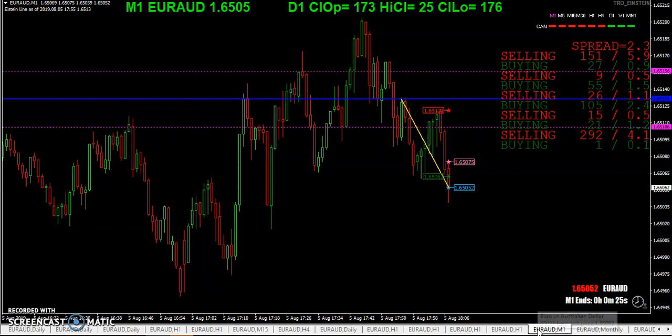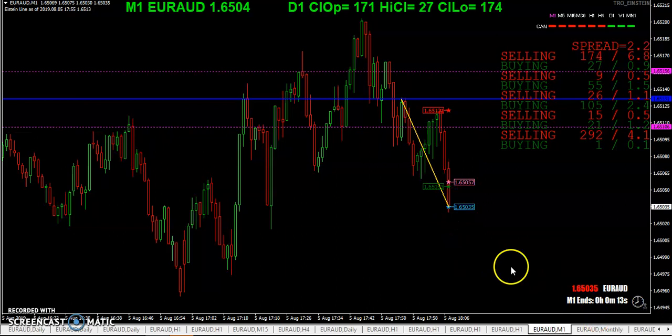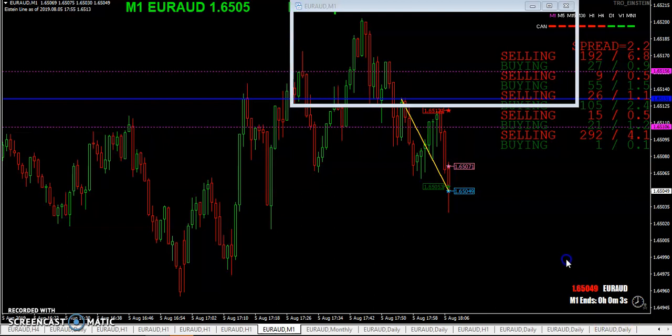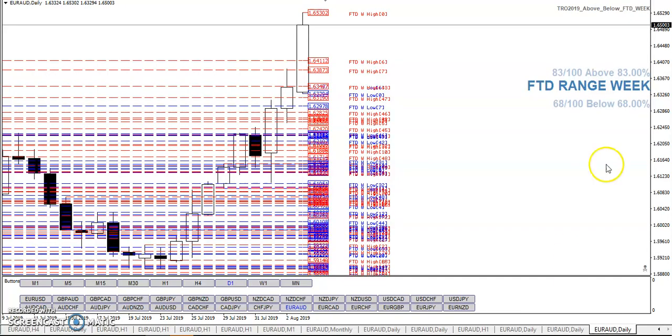As you can see here on the Einstein line, taking a short would have produced about maybe a pip. And let's see. I'm not sure why the computer is taking all the time.